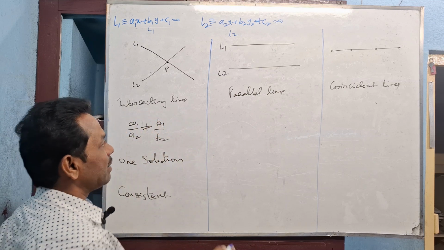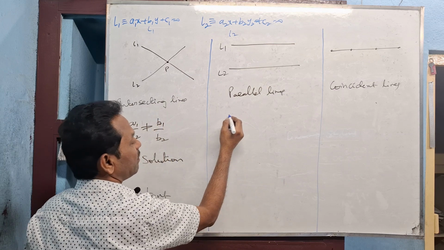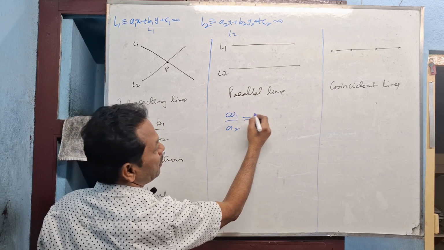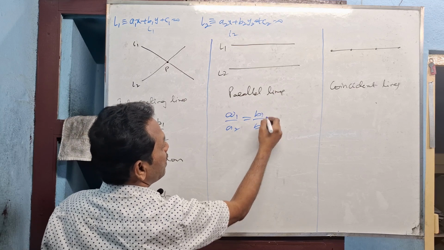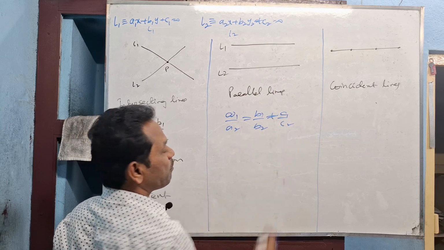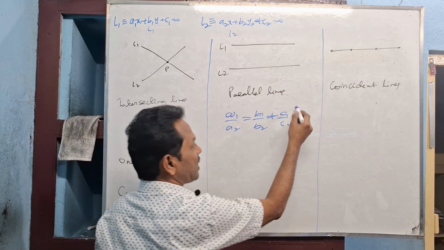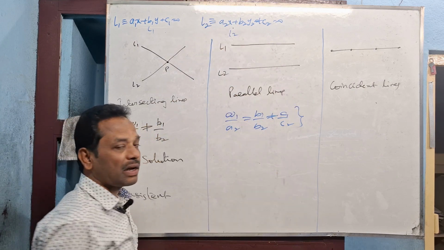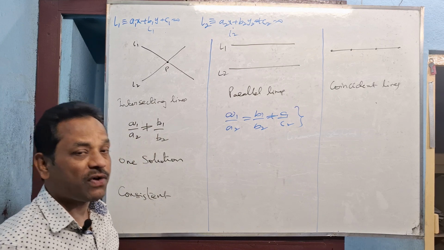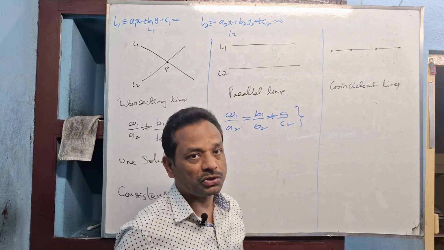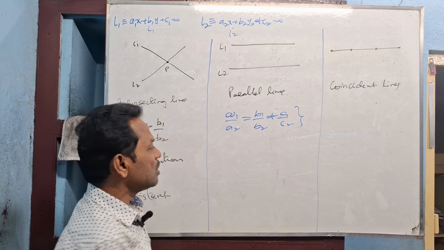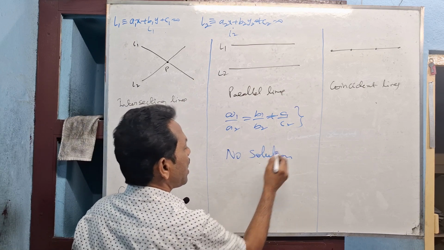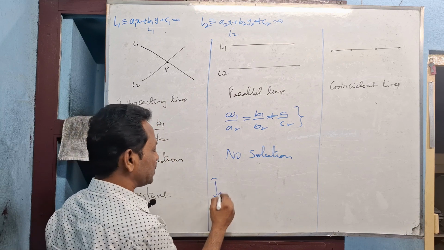Okay. Now parallel. If the lines are parallel, then I can use the formula a1 by a2 equal to b1 by b2, but not equal to c1 by c2. If this condition is satisfied, then I can say these two lines are parallel lines. So for parallel lines, there is no solution. In a sense, they never intersect. As they have no solution, it is inconsistent.